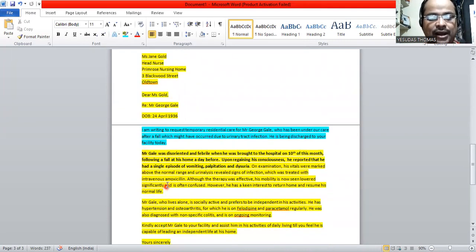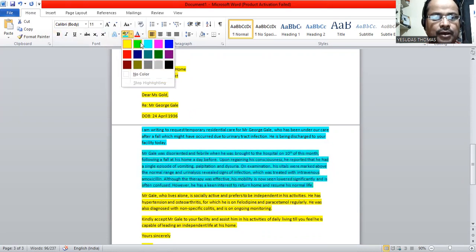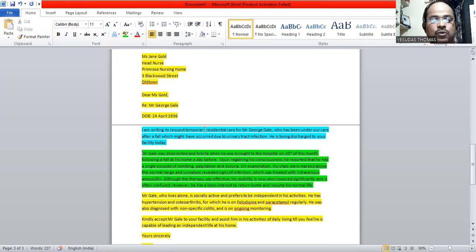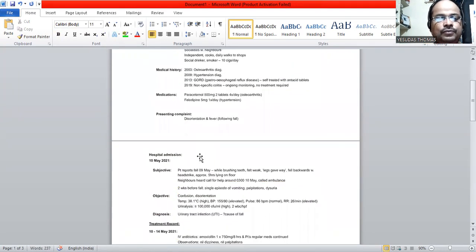Now let's move ahead with the first paragraph. Let me go ahead with that. Okay, make it green. Yeah. Mr. Gale was disoriented and febrile when he was brought to the hospital on the 10th of this month, following a fall at his home a day before. A day ago, it is not before. Okay, so he was brought to the hospital. So he was disoriented, he was febrile.